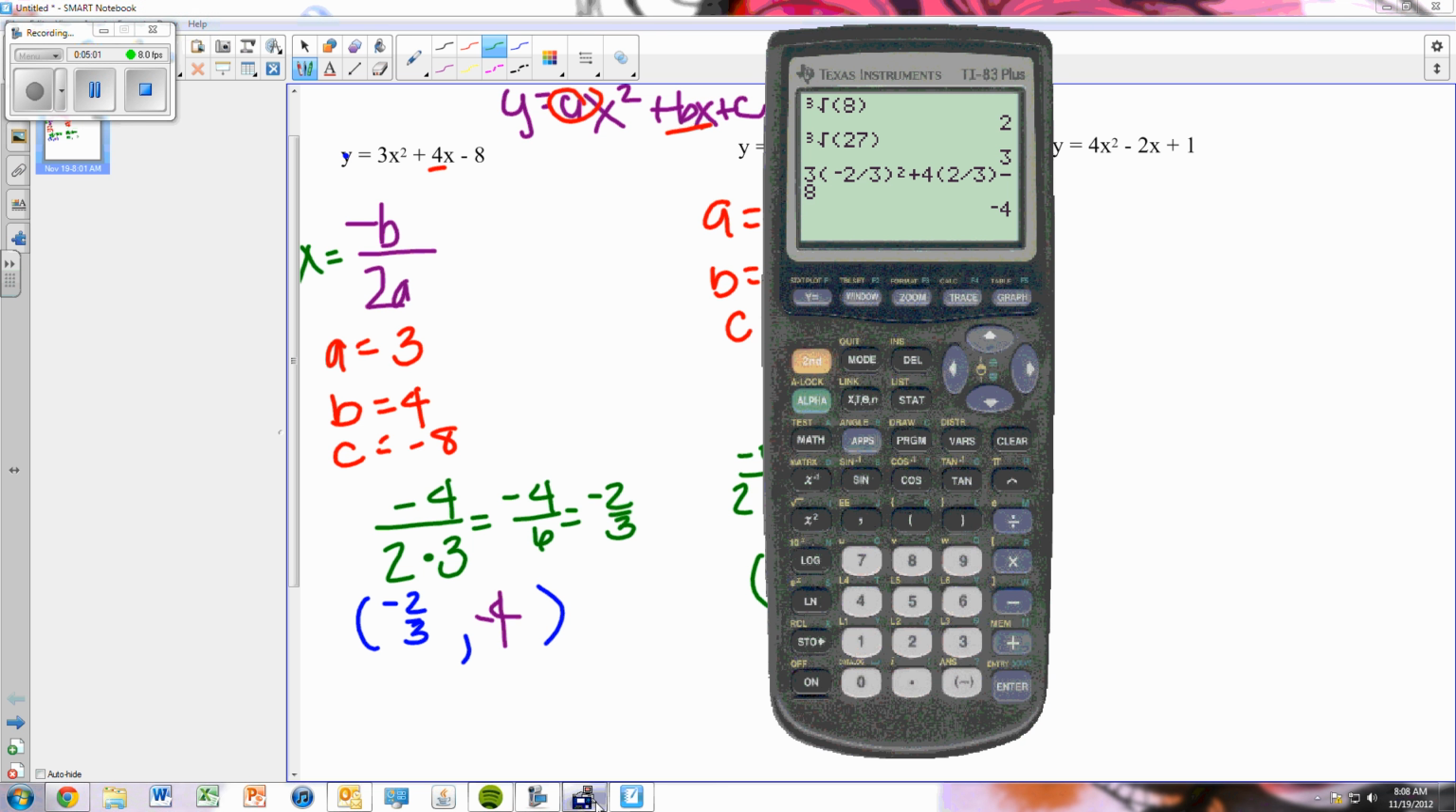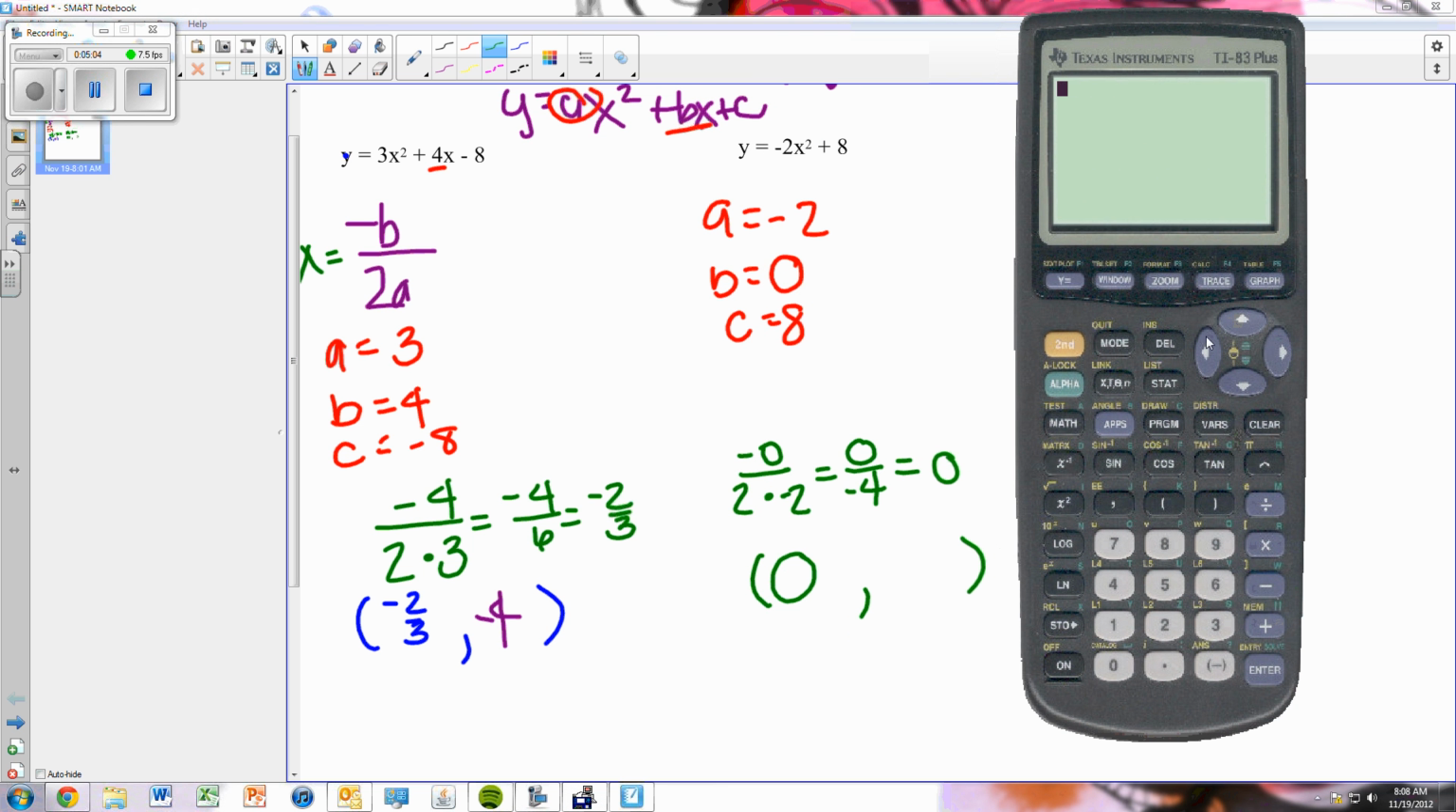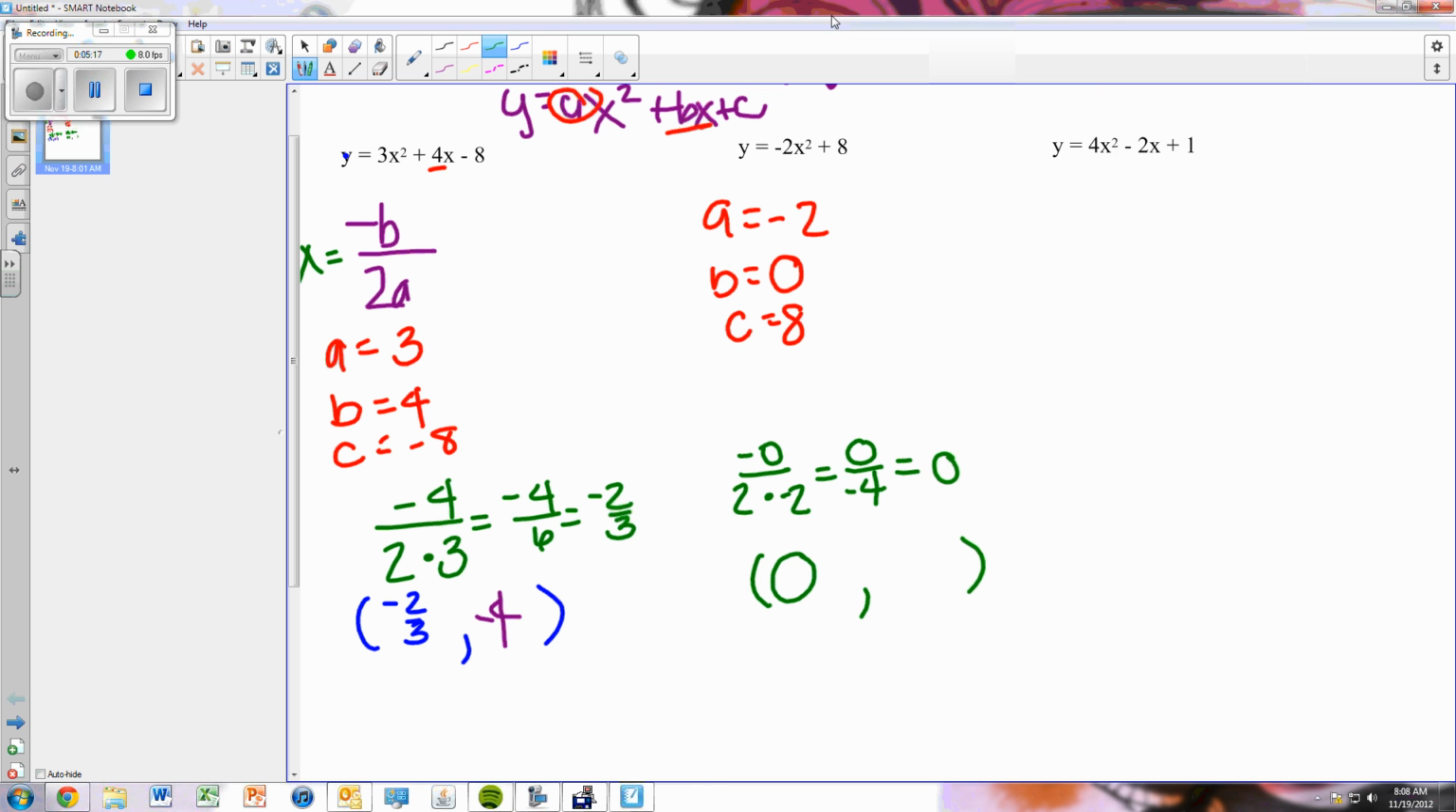So now I've got to find my y. I'm going to take my calculator and I'm going to type in my original equation, -2, and instead of x, again, I'm going to type in 0. So -2 times 0 squared plus 8, and it gives me 8, so that tells me that the other half of my vertex, the y value, is positive 8.